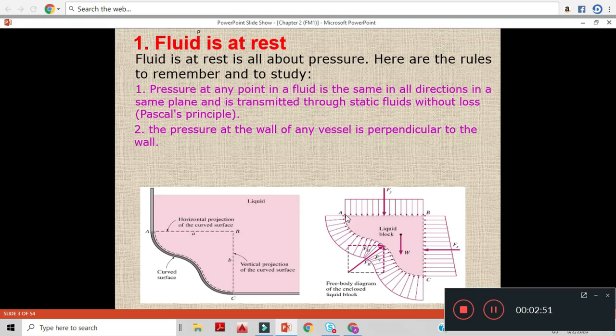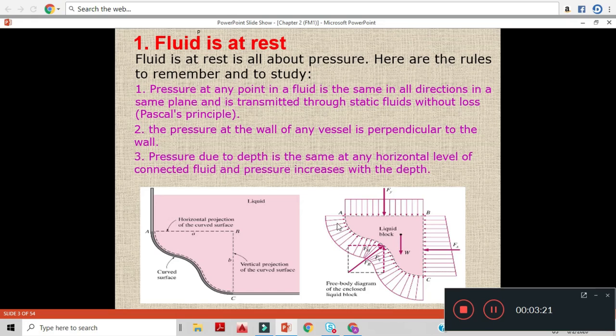The pressure distribution on it is uniform, and this is the meaning: the pressure at the wall of any vessel is perpendicular to the wall. So all the pressures are perpendicular to the wall. Here you can see the pressure is perpendicular to the wall. Here you can see the pressure is perpendicular to the irregular surface. So this is the situation that always, when the fluid is at rest, the forces act perpendicular to the surface.